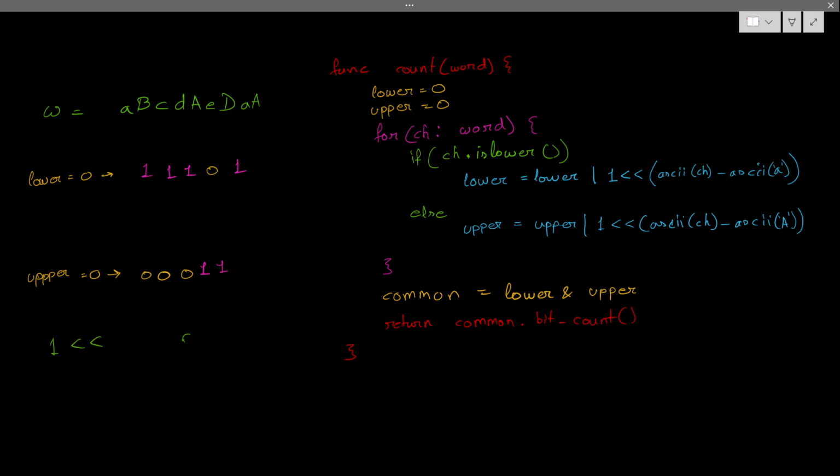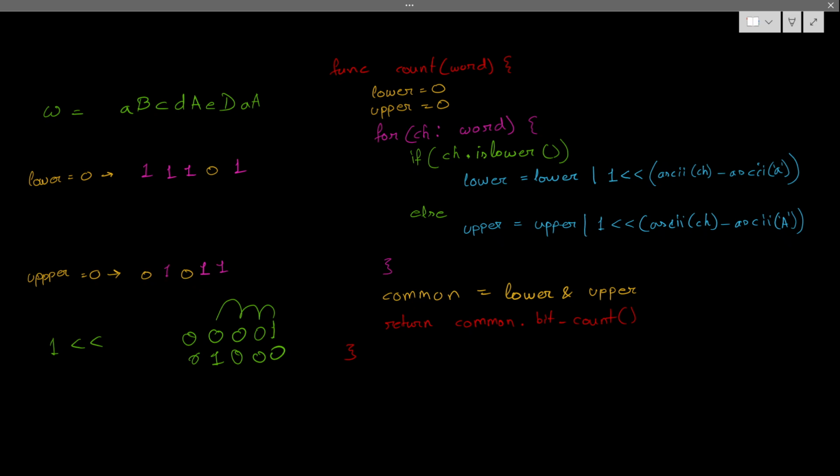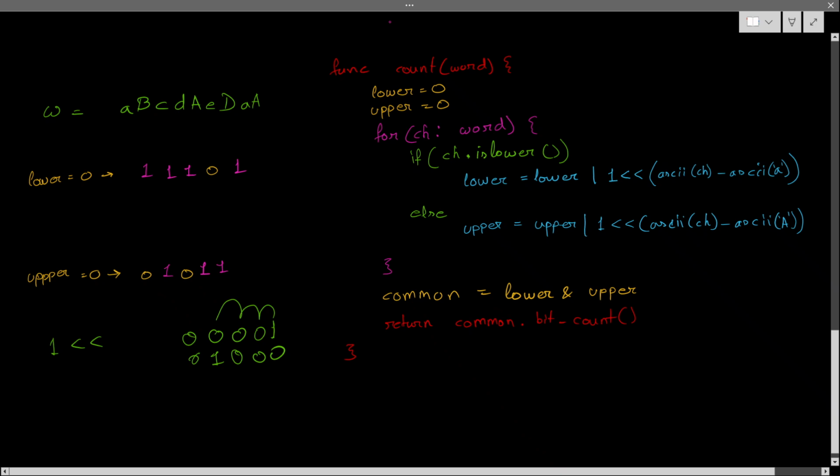Earlier it was 0, 0, 0, 1, 0, 1. Now 1 will be here, that's why 0, 0, 0. If I do the OR with that, this zeroth place will become 1. Correct? Okay.